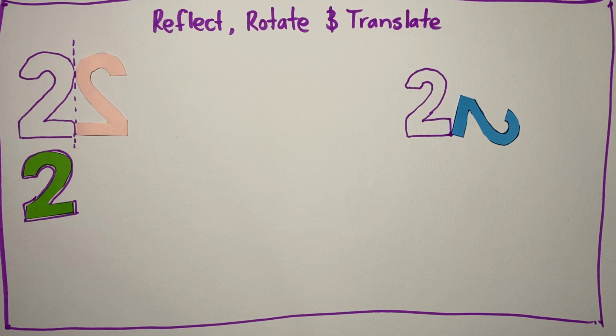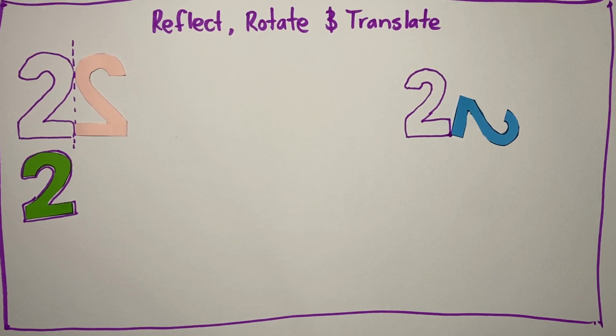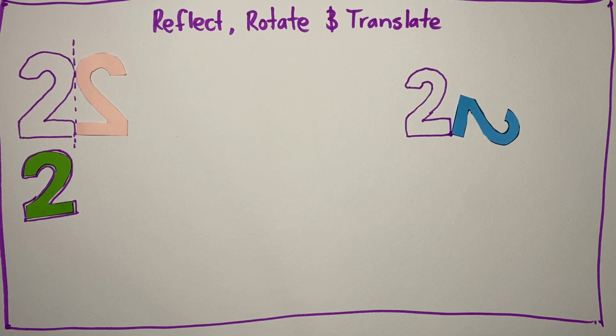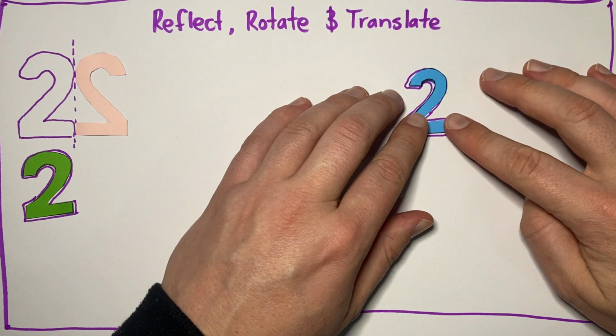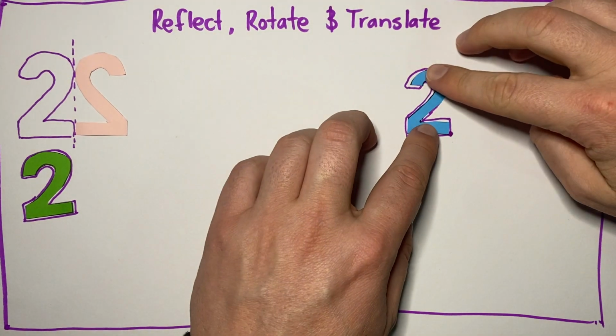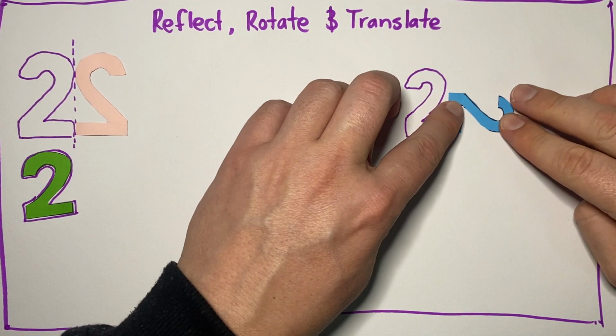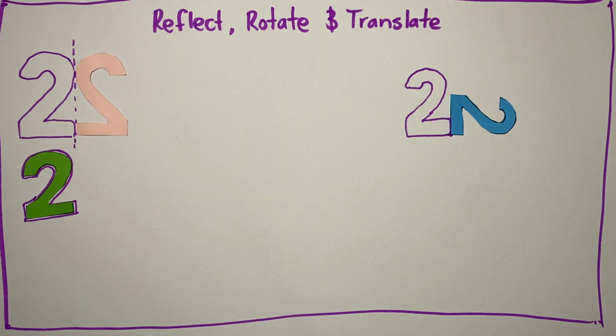And in year 4 and year 3, we've explored that before. But now we're looking at rotating specifically in terms of an angle in degrees. So say we have our 2 here, and we need to rotate on this turning point 90 degrees. We will go like that, and it has been rotated 90 degrees.